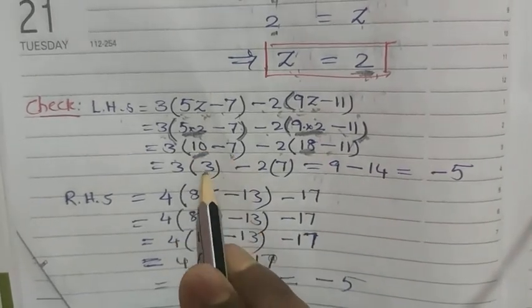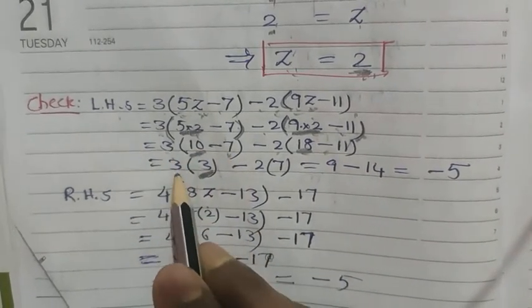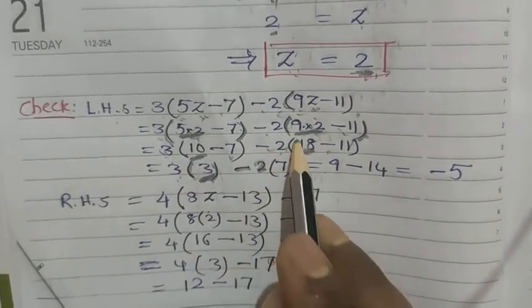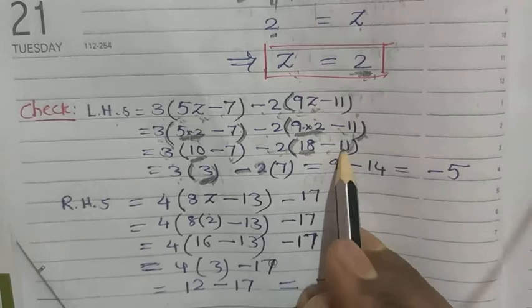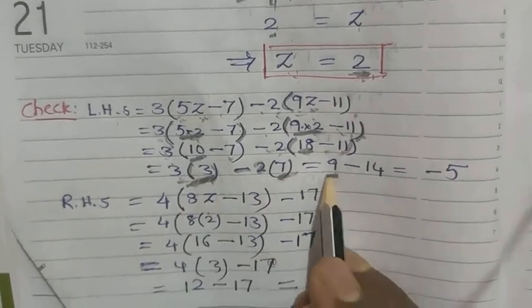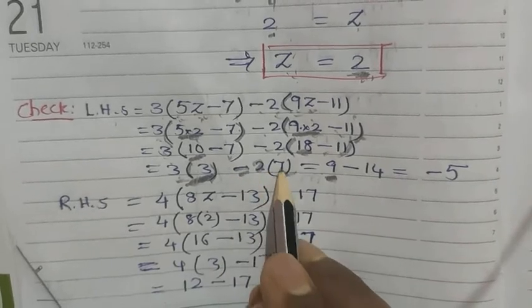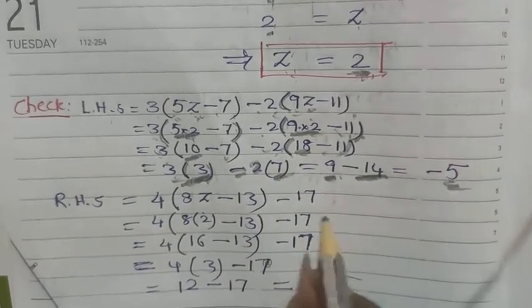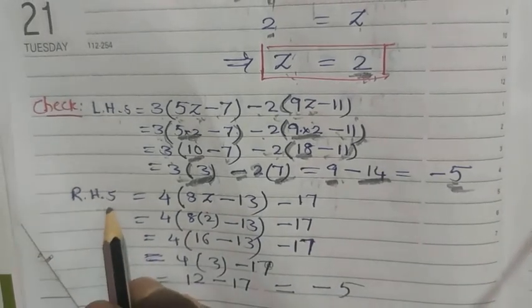10 minus 7 is nothing but 3. So this 3 is the same, only 3 into 3. Minus 2 is the same. In this bracket what will come? 18 minus 11 is nothing but 7. 3 into 3 is 9. Minus 2 into 7 is minus 14. 9 minus 14 is minus 5. Go to the RHS of the question.